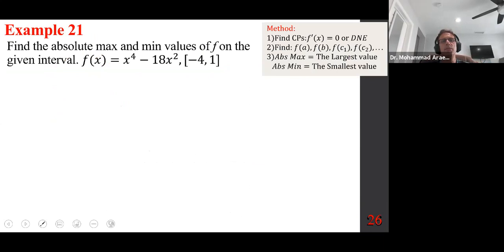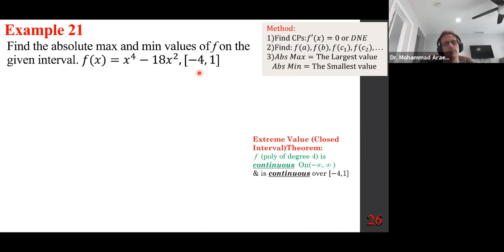Find the absolute max and min for this function on the given interval. This is called the closed interval theorem. And the method says if a function is continuous in that interval, we can use the method. What type of function is that? You have to prove to your reader this works. So this is a polynomial of degree 4, which means you have to write the domain from negative to positive infinity. Therefore, it's continuous from negative 4 to 1. So that's the first thing.